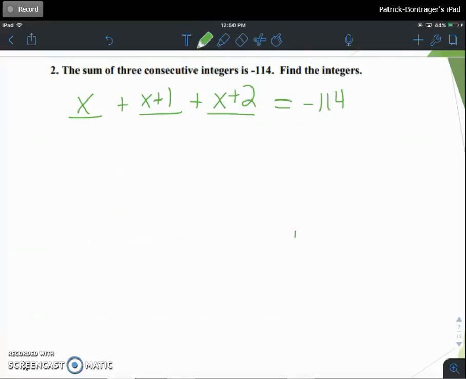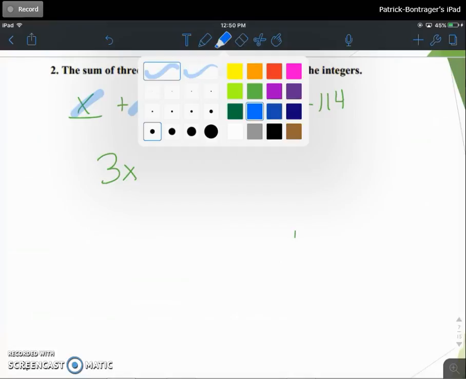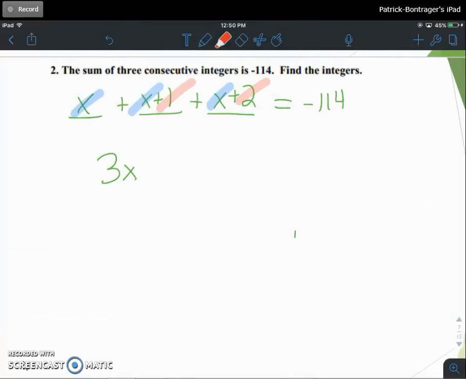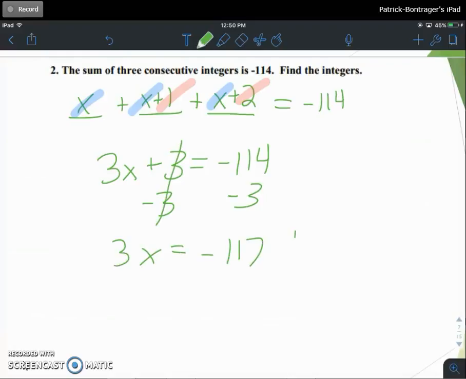Now we're going to combine like terms. x plus x plus x is 3x. 1 plus 2 is 3. We'll subtract 3 from both sides. I get 3x equals negative 117. Then we're going to do that on the side. Divided by 3. 3 goes into 11 3 times, I get 9.